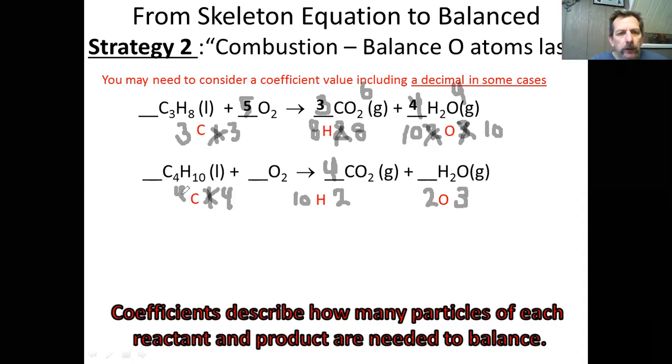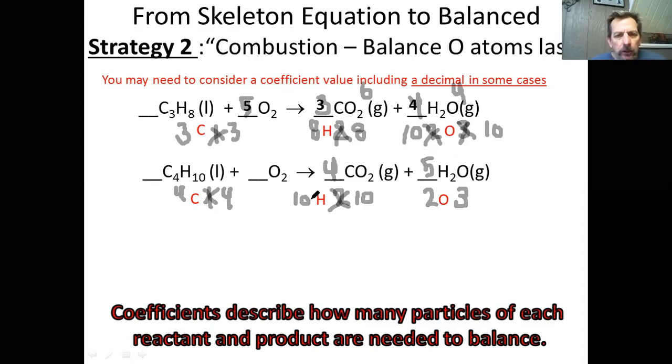Okay, let's look at our hydrogen now. Hydrogen 10 on the left side, but only 2 on the right side. There's only 1 multiplier that will create 10. That's the value 5. So 2 is no longer valid because we just multiplied that by 5. So now hydrogen is also balanced. 5 times 2 made the 10 we wanted.